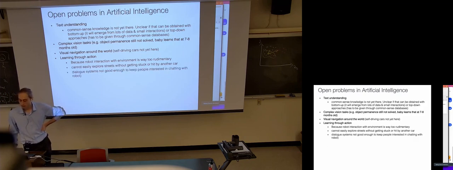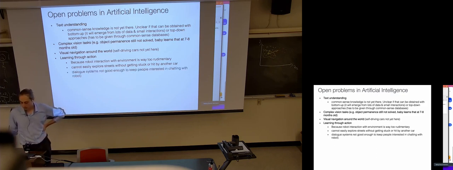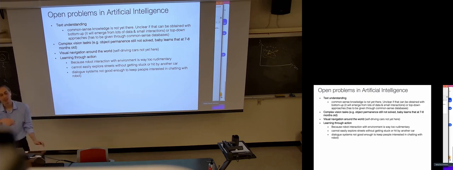Or sometimes you want to have a robot explore and work, but it gets stuck all the time, for example, and it needs a lot of help from humans to get unstuck. Or dialogue systems that are not good enough to keep people interested. What I mean is, you want people to interact with the agent so it can learn, but if people aren't interested in speaking to the agent, then it won't be able to improve. I have a question there.